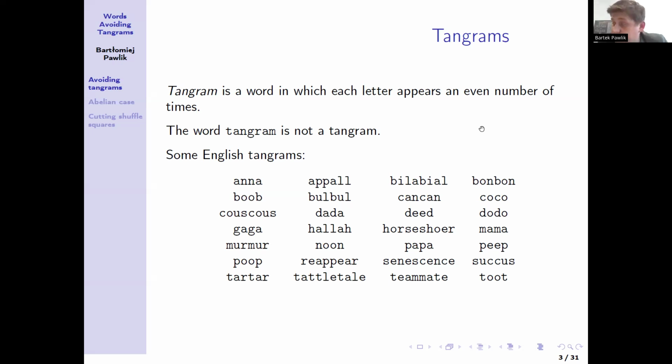Oh, yes, of course. This is one way to generalize the whole concept of tangram words. We haven't looked at it, but I believe that there are plenty of things to do with cube-free words and fourth-power-free words and then the higher powers. I don't have any results in those directions, but I think that it could be interesting. Yes. Okay, thank you.